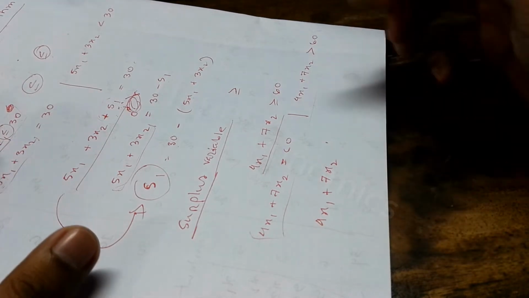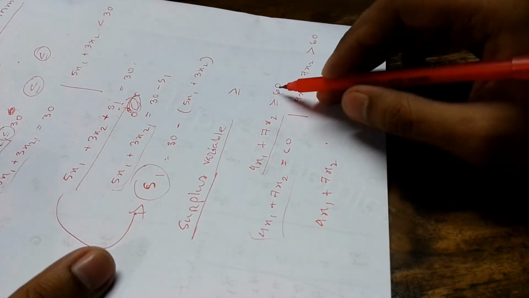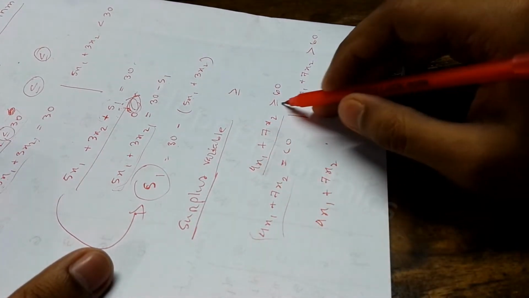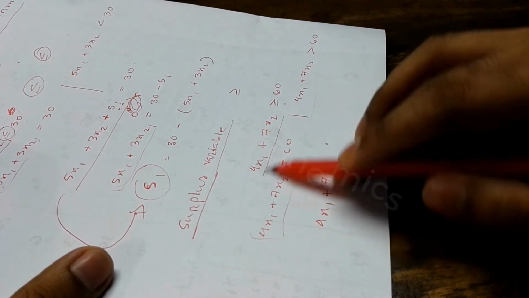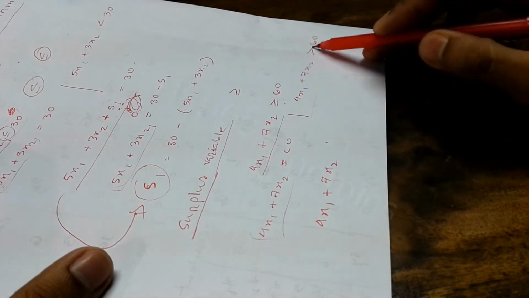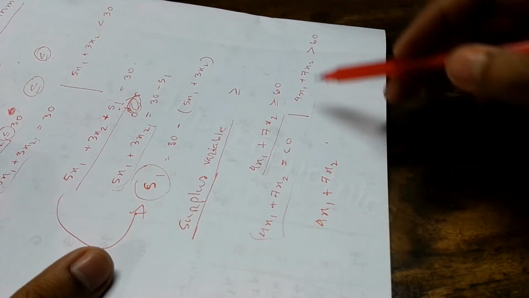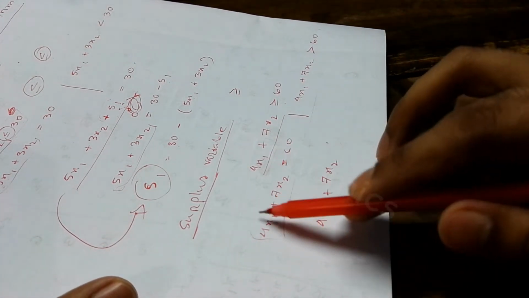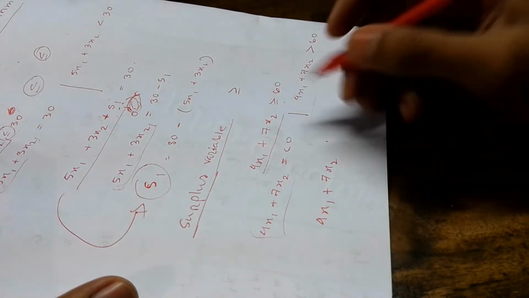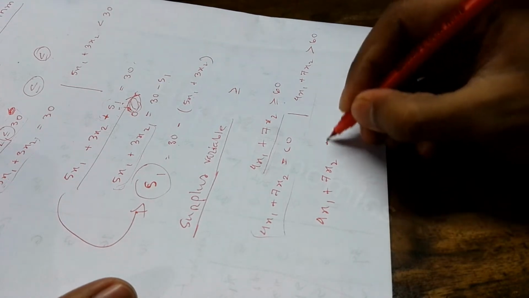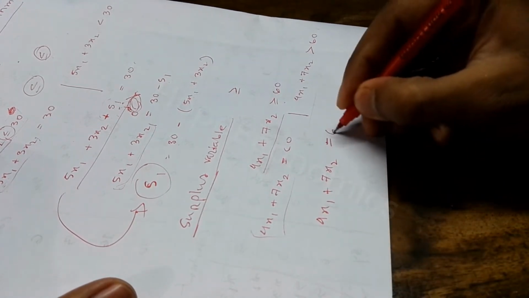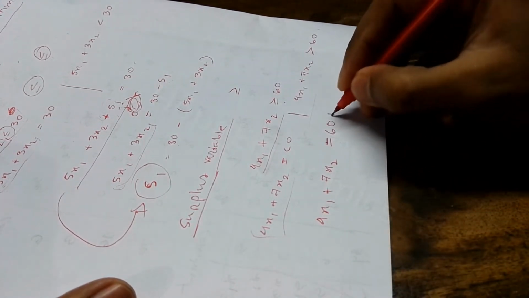There is a possibility from this equation that this portion could be larger than 60, or it could be equal to this. If this portion is equal to 60, we don't have to do anything. So if we want to convert this equation, it would be like this.